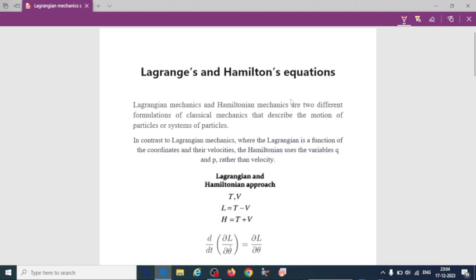As we know, Lagrangian and Hamiltonian mechanics are an important part of classical mechanics.